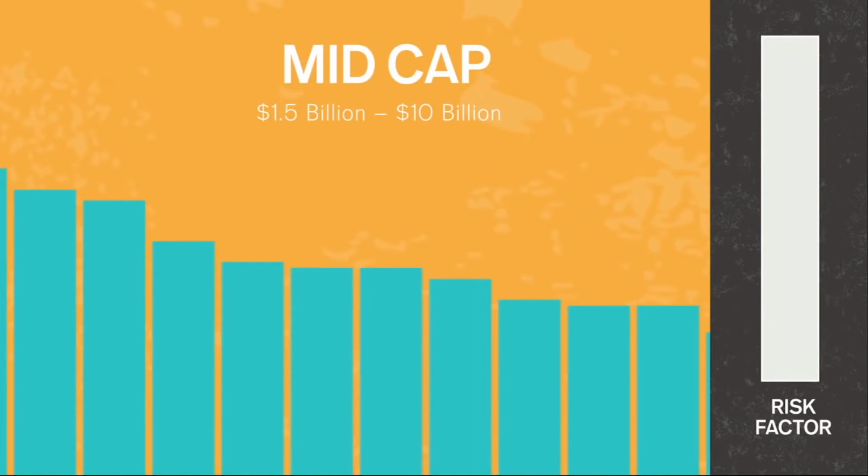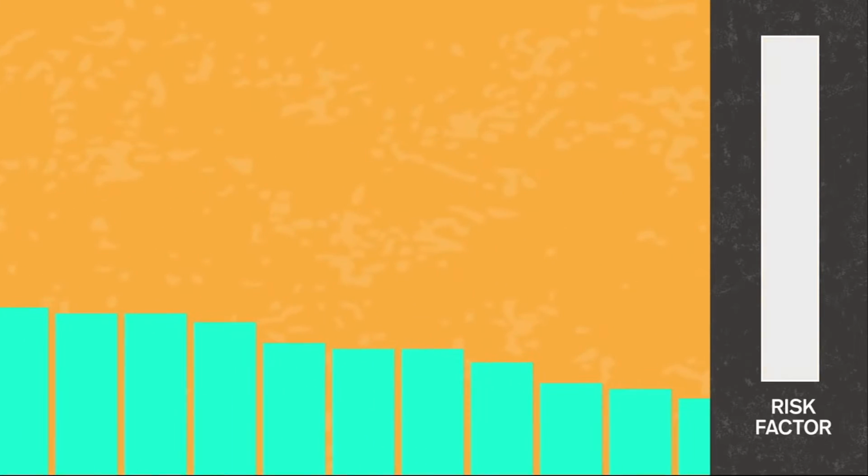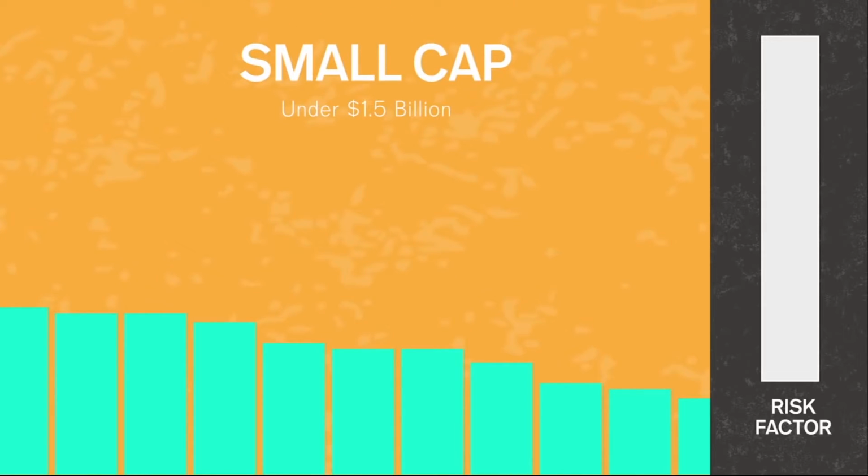Mid-cap stocks include roughly the next 400 companies by size, smaller but still fairly well established. They're considered riskier than large cap. Following large cap and mid cap, take the next 2,000 companies and you've got small cap stock. While they have potential for greater growth, they also have the greatest risk.